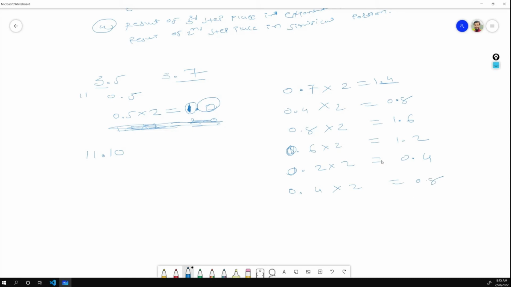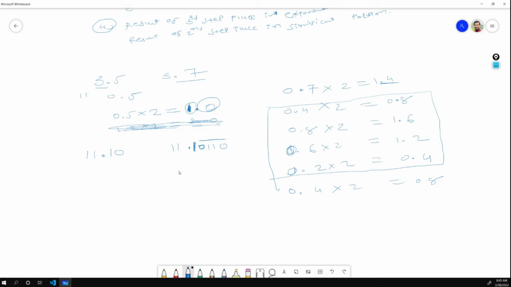So see, this part is continuously repeating now. We will not get 1.0. Now 0.8 multiplied by 2 is 1.6, and it goes on like this. So what is the binary of 3.7? 3.7 binary is 11.1 point, first 1, then 0, 1, 1, 0, 0, 1, 1, 0 raised to bar. So this part is continuously repeating, so I will put a bar here.